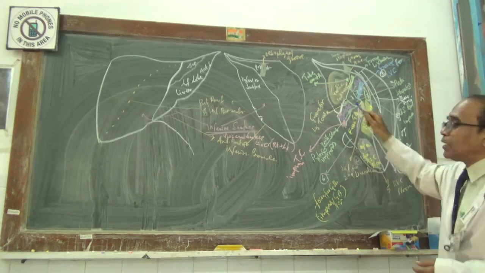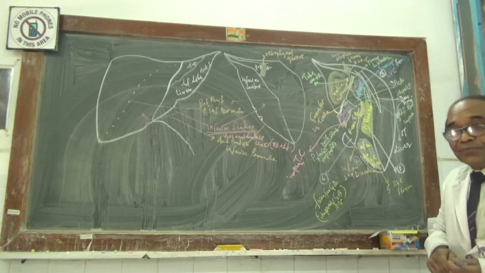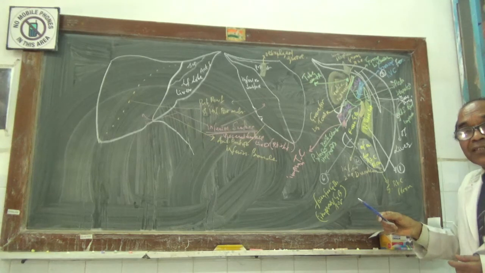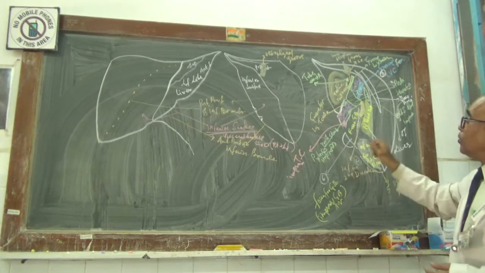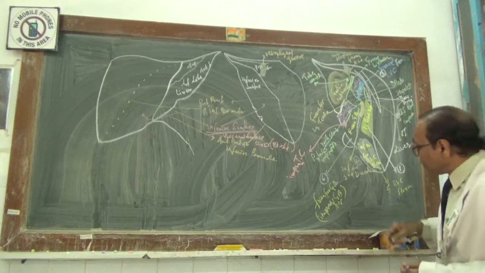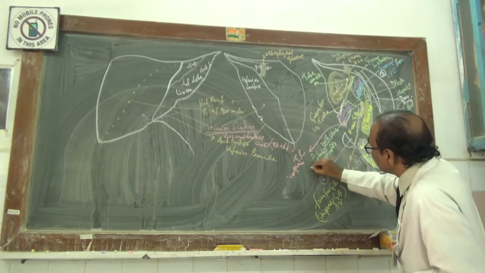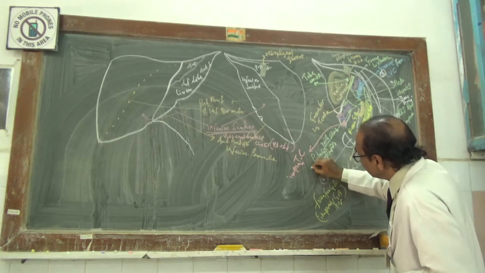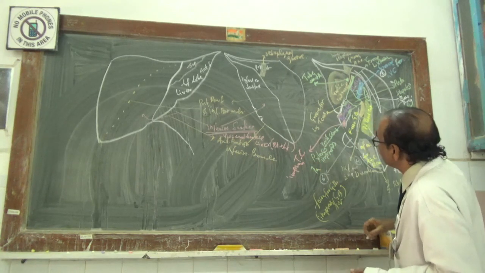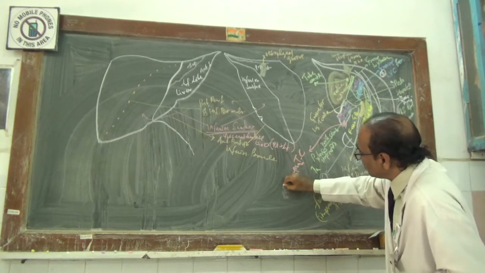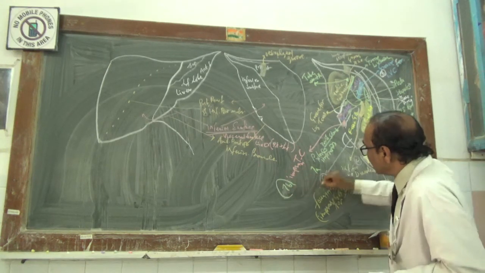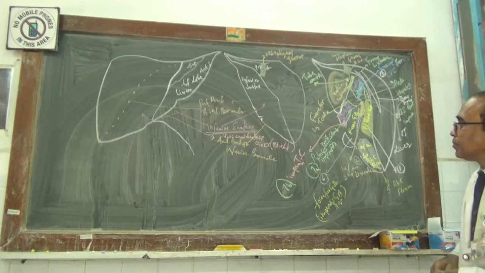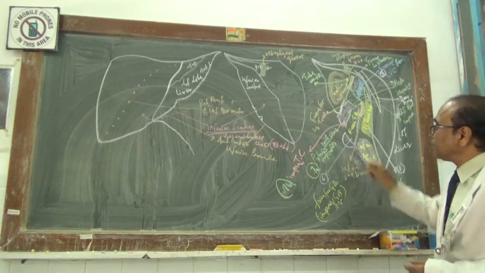It is almost quadrilateral, and on this inferior surface of the quadrate lobe of the right lobe of the liver, there are two other impressions. One you can put as 7A, and the other will be 7B. 7A will be the pyloric impression, toward the pyloric part of the stomach.